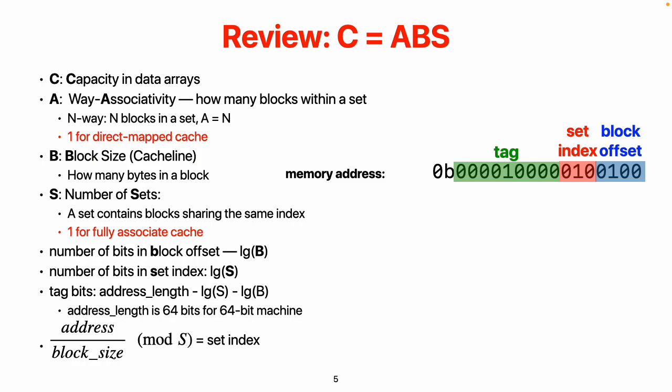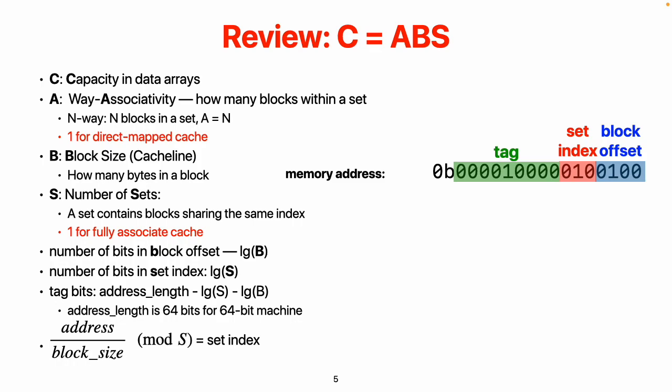And again, how to partition this memory address, you can use C equal to ABS, where C is the capacity, A is the associativity, B is the block size, or say the cache line size, and S is the number of sets. And if you have a direct map cache, A should be set to 1. If you have a fully associative cache, meaning that your cache block can go anywhere in the cache, then you should set 1 as the number of sets.